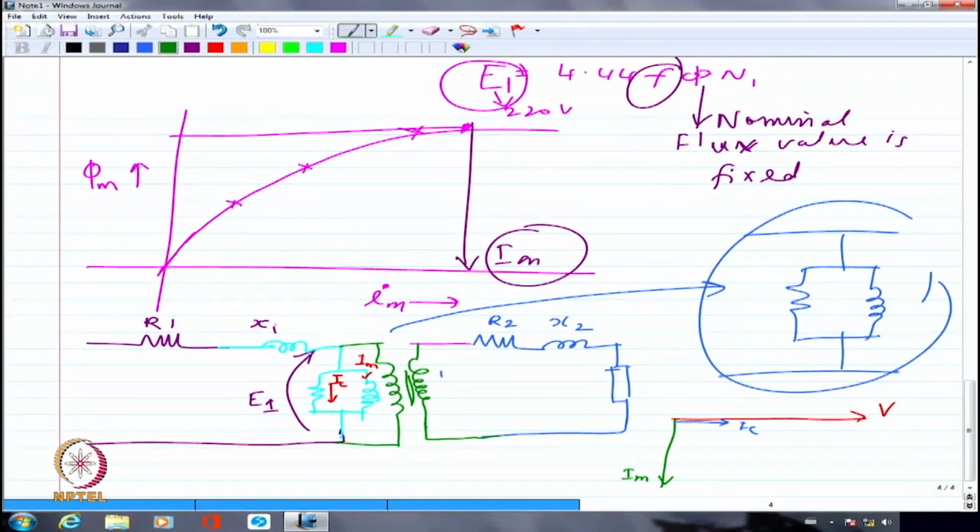Normally the core loss component of current will be much smaller than the magnetizing current. The core loss component is smaller because of the fact that the eddy current losses are minimized drastically by laminating the core. Hysteresis losses still exist. I can't eliminate. But the eddy current losses are minimized to a large extent because of the lamination process of the core. Okay? So now when I add them together, right, these two are added together. So I'm going to get this as I naught.